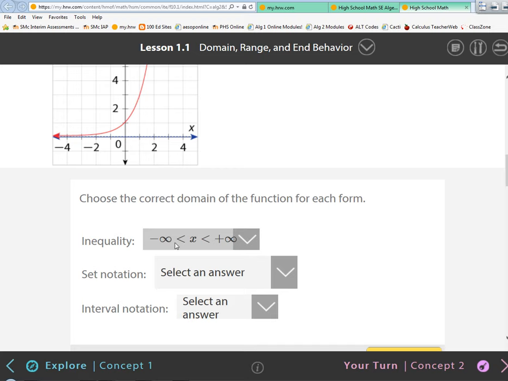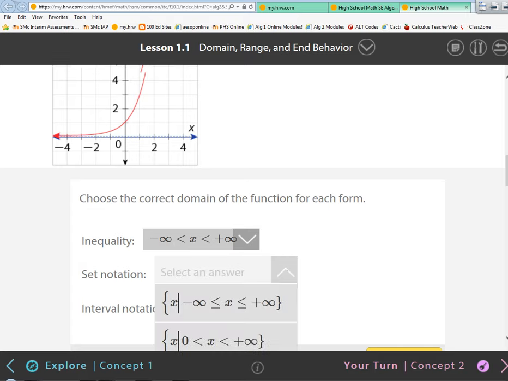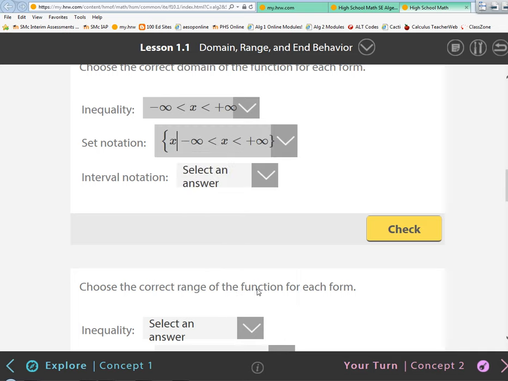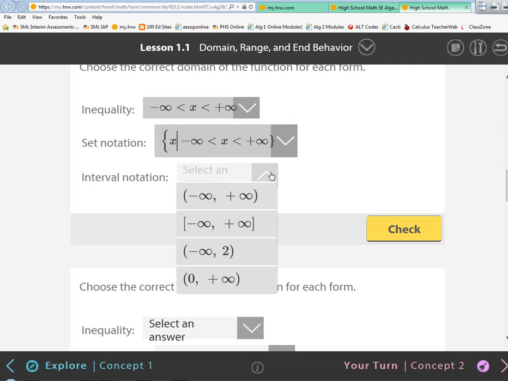Look, tricky, right? So what if we chose set notation? Well, set notation, that's pretty obvious. It would just be that one, wouldn't it? What about interval notation? What do you think?